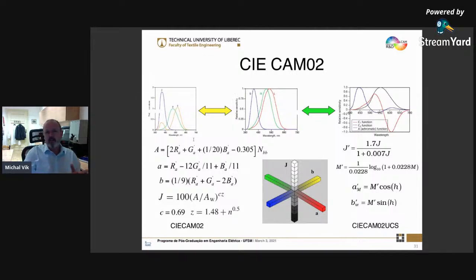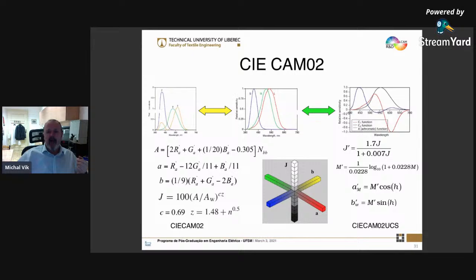Why? Because we need to have a connection between photometry and colorimetry. That is very important, because we still need to use colorimetry for measurement. But we know that the sensitivity of our cones is different in comparison to these curves. And if we need to use chromatic adaptation, we need to work based on the von Kries concept with the real sensitivities of our cones.